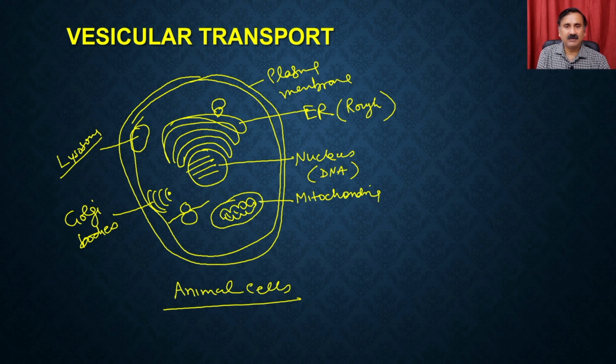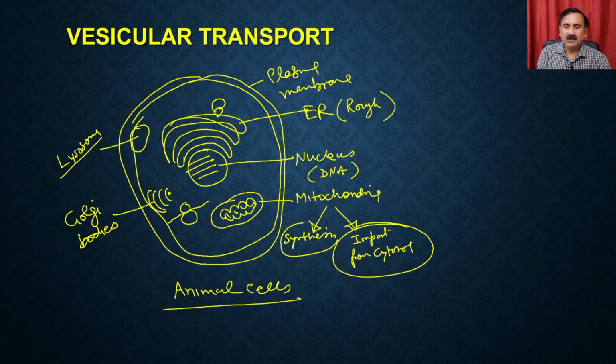For example, you can have proteins present in the mitochondria. Mitochondria is going to have proteins from two sources. It can have its own synthesis, utilizing the genome present within the mitochondria, and it can also have the import of proteins from the cytosol. These are the two sources. The proteins imported from the cytosol go through a systematic delivery system, and that delivery system is nothing but a vesicular transport system.